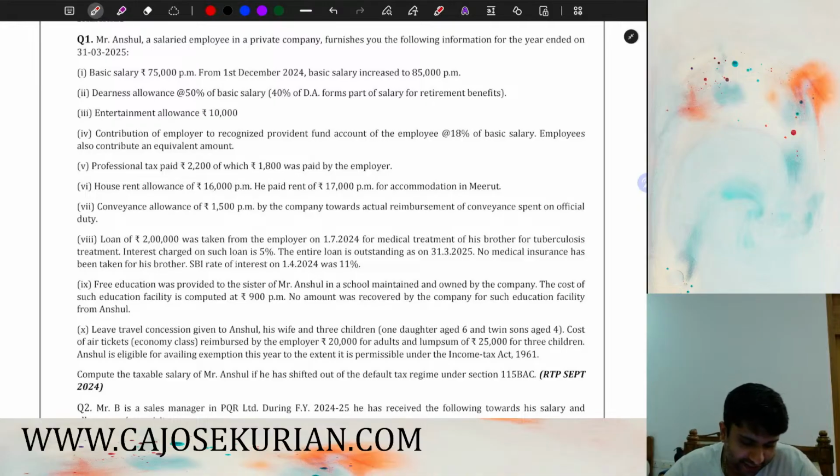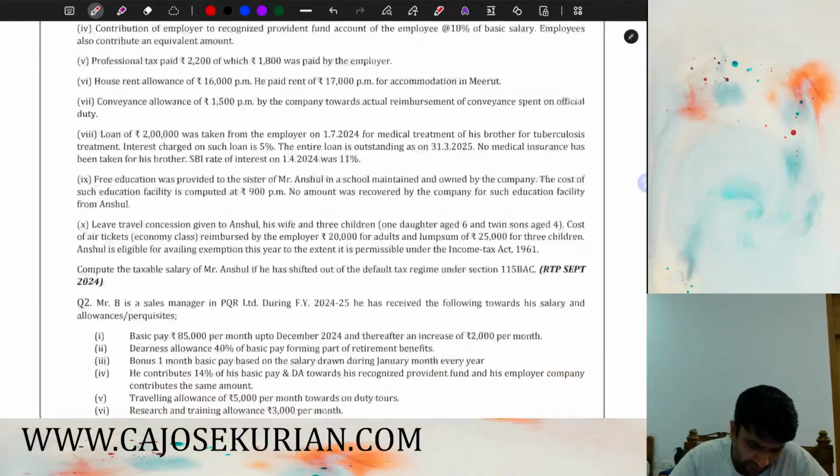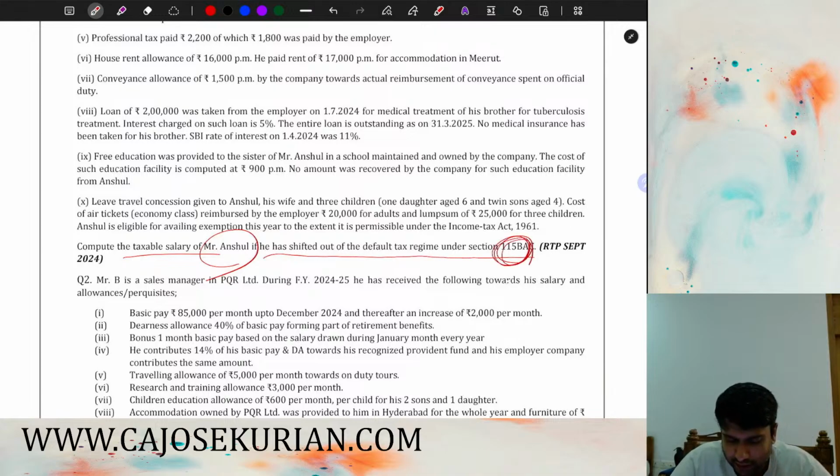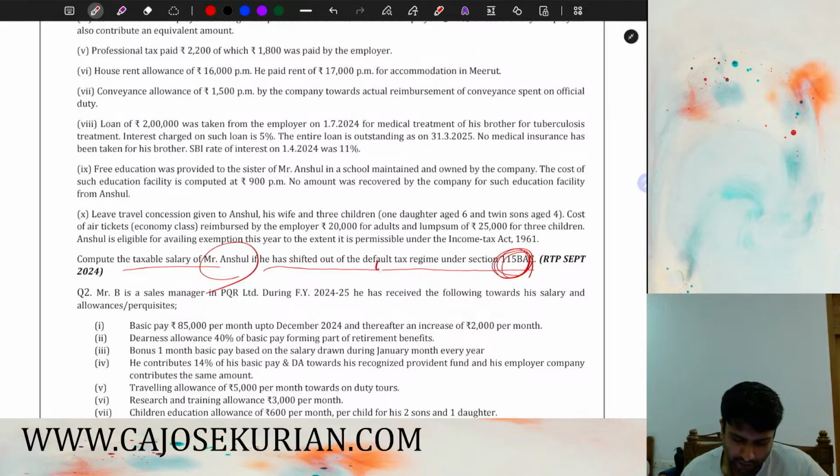Mr. Anshul, a salaried employee in a private company, furnishes you the following information for the year ended 31st March 2025. His basic salary is 75,000 per month. From 1st December 2024, basic salary increased to 85,000 per month. They are giving a lot of information. What is the final question? Compute the taxable salary of Mr. Anshul if he has shifted out from the default tax rate under 115BAC. So he has opted for old slab rates, not 115BAC.